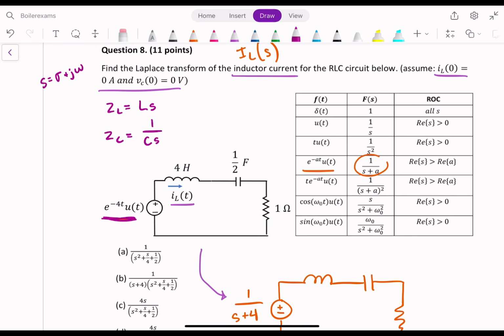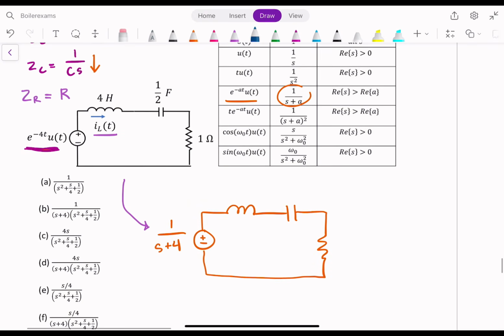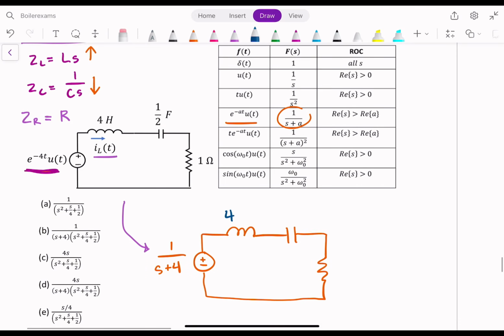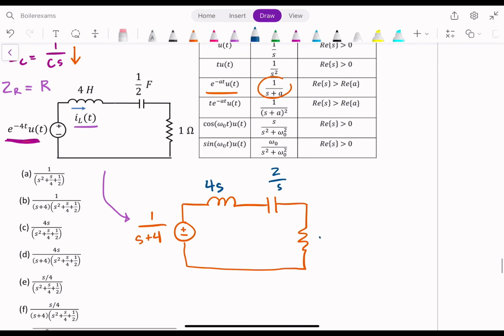So for an inductor, as frequency increases, as S goes up, our impedance goes up. As frequency increases across a capacitor, as our S goes up, the impedance goes down. That is just basic behavior of inductors and capacitors as frequency varies. And then for a resistor, the impedance is independent of frequency, so it's just equal to its R value. So let's apply that here, and we get L times S, which is 4S, and 1 over C times S is 2 over S as the impedance value for that capacitor. Then this resistor value just becomes this.